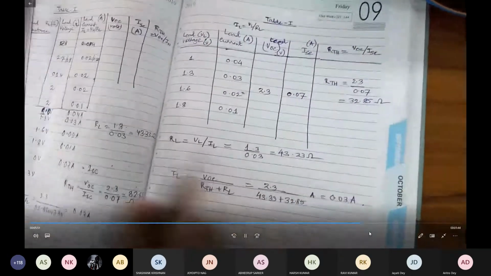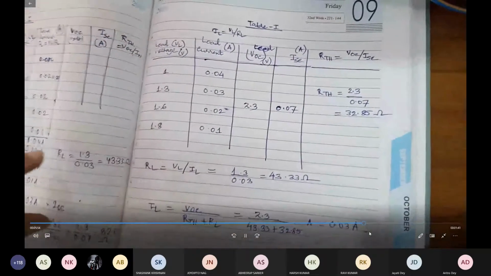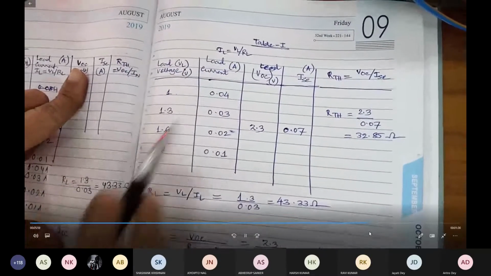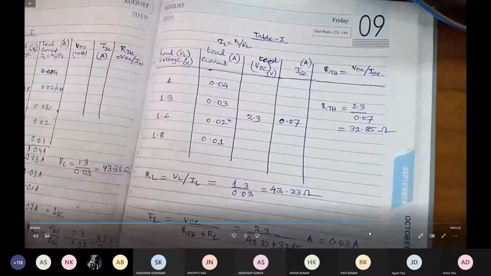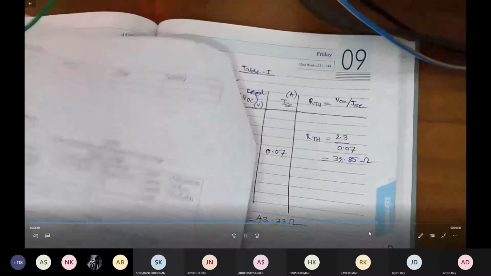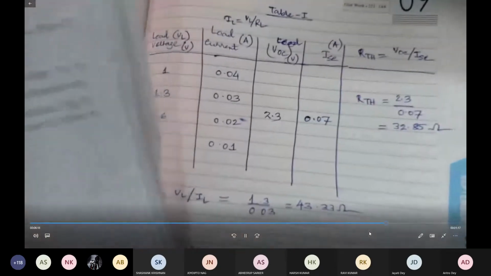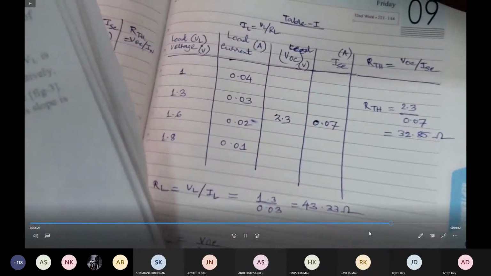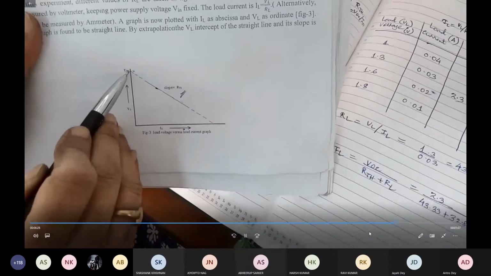Now for the complete run, we have taken all the data a priori and you can show it. That is different load voltages and different load currents, for which you can have this graph. This is the IL axis, this is the VL axis. Since we have taken 4 data points of VL, IL, you can plot this data here, and then join and extrapolate.